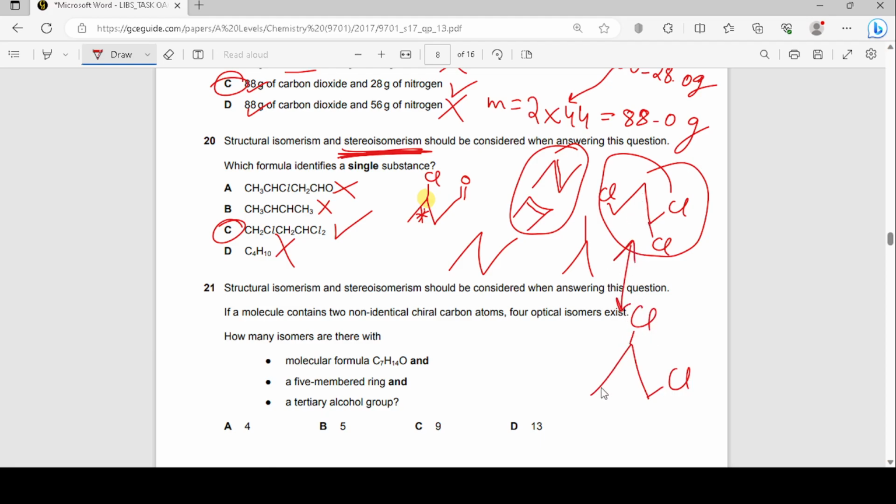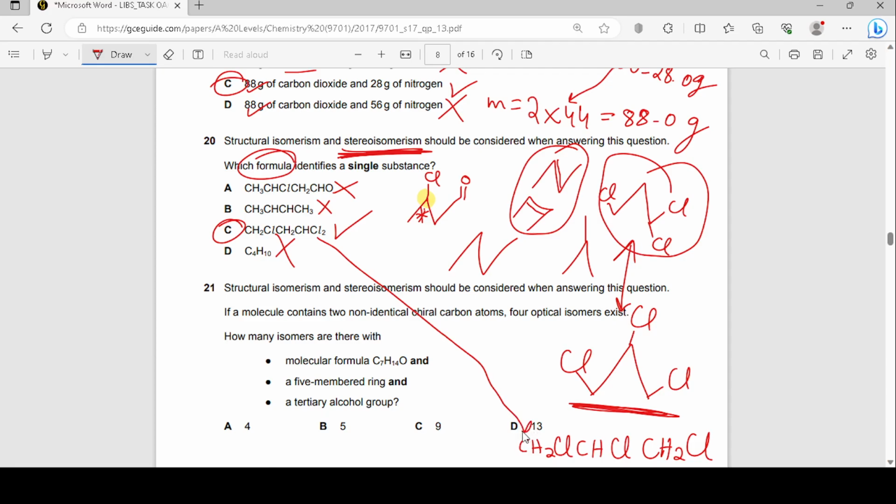It is an isomer, but the thing is that they said which formula identifies a single substance, and they've given you structural formulas. So because of that, this is not the same formula. This would actually be CH2Cl, CHCl, CH2Cl, right? So that's a different formula than the one given in C. So maybe that's why C. I think that's the more plausible reason for C being the answer.